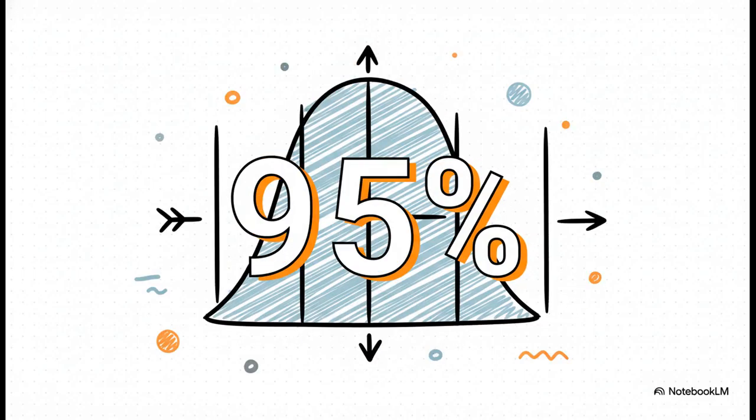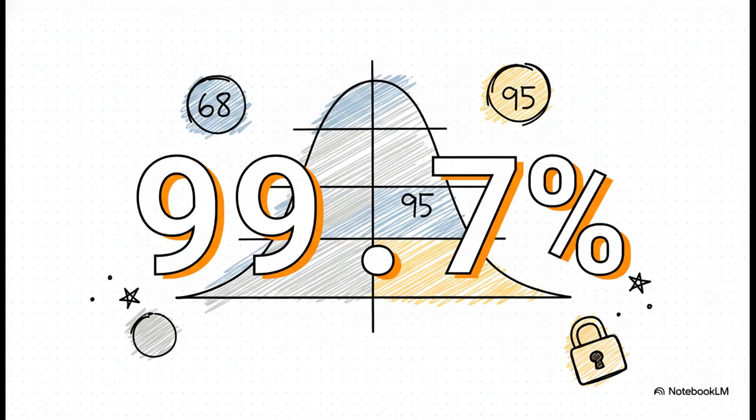Next up, 95. Now if we take two of those steps out from the center in either direction, we capture a whopping 95% of all the data. This covers almost everything, the totally normal results, and even the slightly unusual ones. And finally, 99.7. If you go 3 standard deviations out, you've basically got it all. 99.7% of every single data point will be inside this range. Anything that falls outside of this, man, that is a true outlier, a really, really rare event.